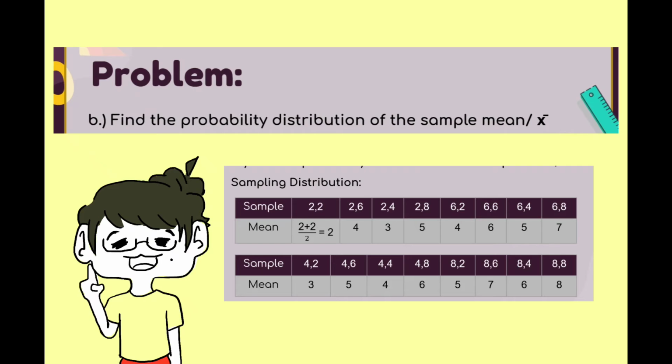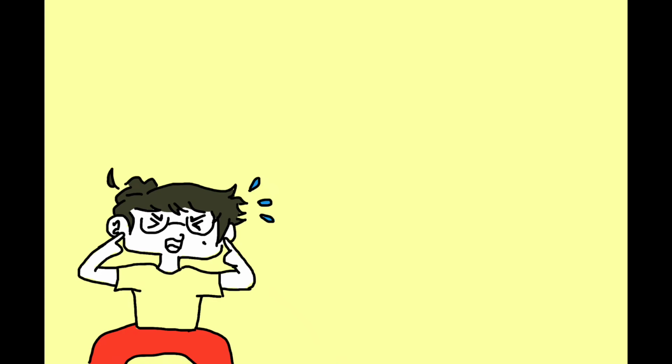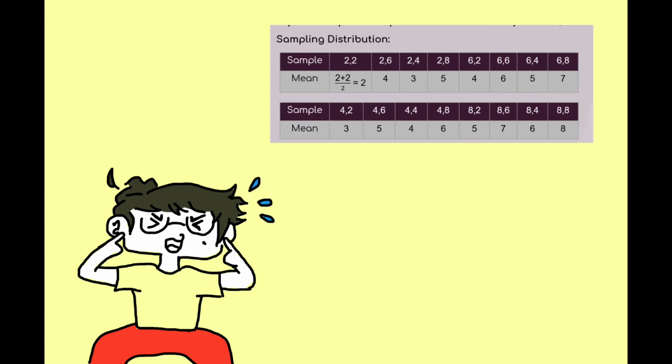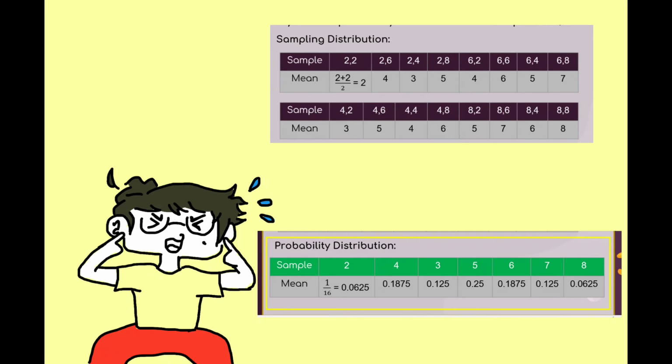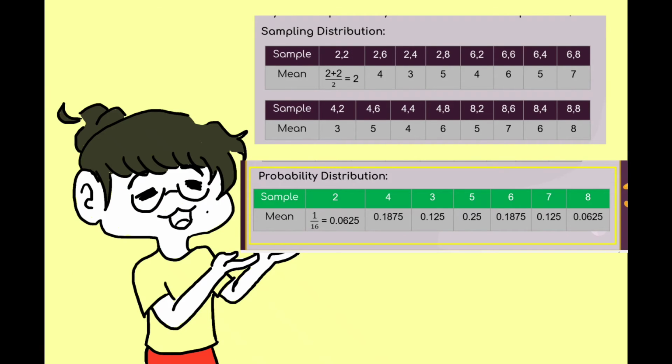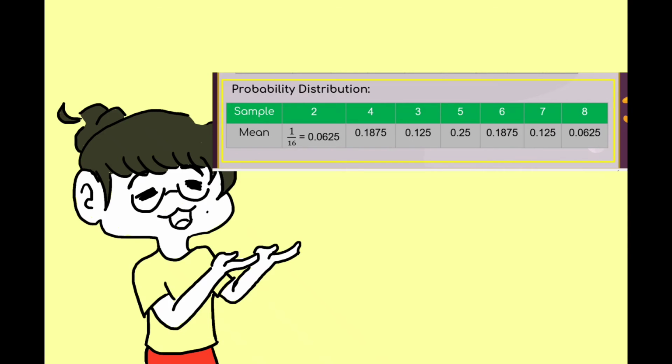After we find all the means for the sample, we can now fill out the probability distribution. What you put in the sample for the probability distribution are the numbers in the mean from the sampling distribution. Note that when a number repeats, you don't put it anymore. Here is the probability distribution. You solve for the probability by dividing the number of times the mean from the sampling distribution was repeated to the number of samples from the sampling distribution. Like this one. 2 only came once in the mean for the sampling distribution. So that means we divide 1 to 16. So now this is our probability distribution.